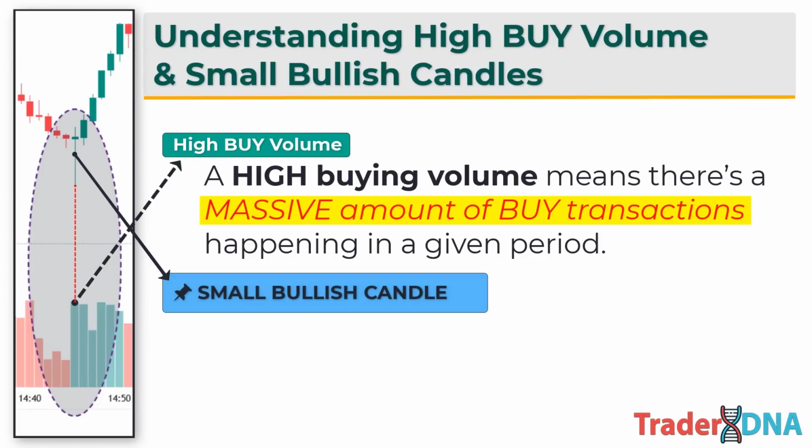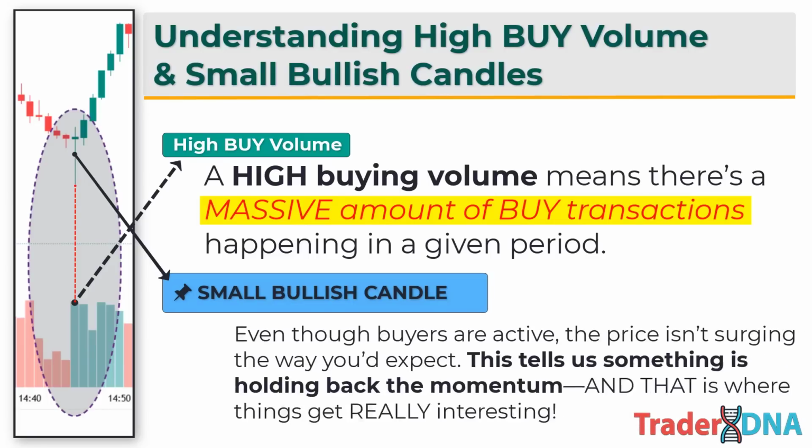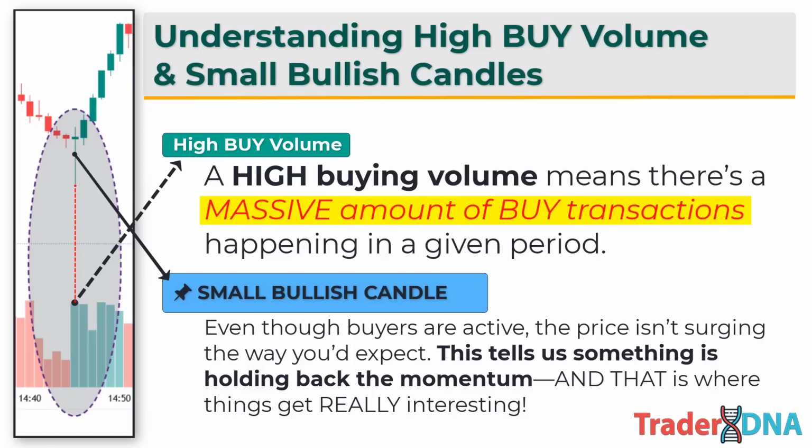Small bullish candle. A bullish candle forms when the closing price is higher than the opening price, meaning the market moved up. But if the body is small, it means the price difference between opening and closing is minimal. Implication. Even though buyers are active, the price isn't surging the way you'd expect. This tells us something is holding back the momentum, and that is where things get really interesting. What happens when these two occur together?